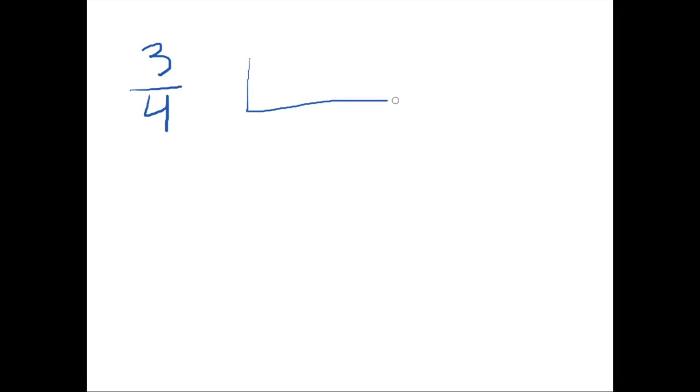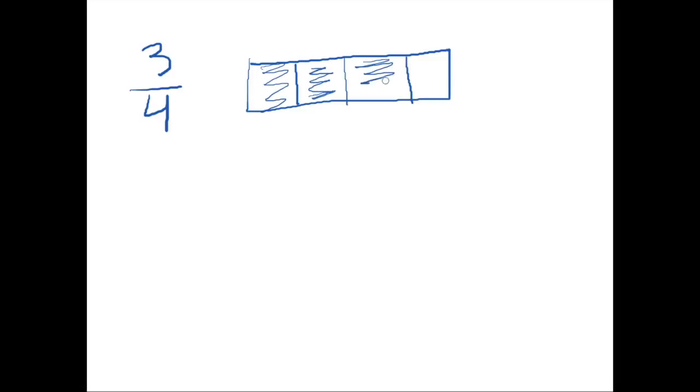So the first thing I want to do is start off by drawing my tape diagram, and I'm going to break it into 4 equal parts, and I'm going to shade in 3 of them to represent my fraction 3/4. Now, first thing, to break it up into unit fractions, I have 1/4 plus 1/4 plus 1/4.